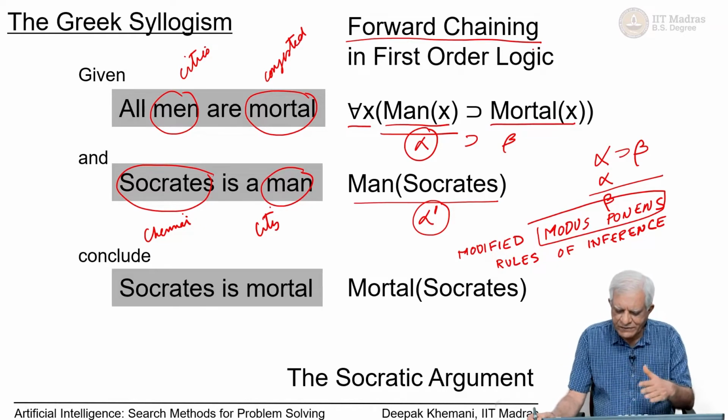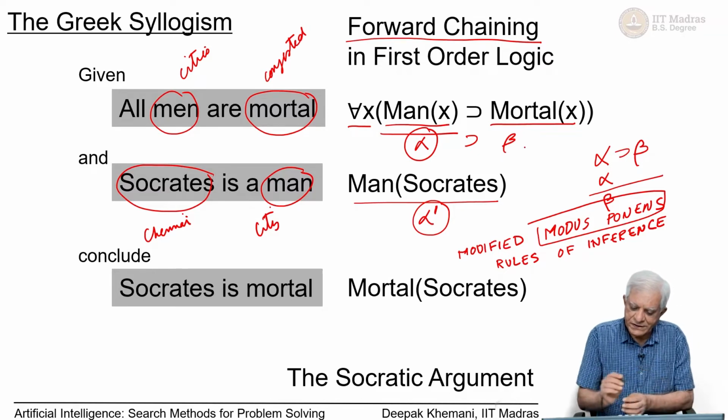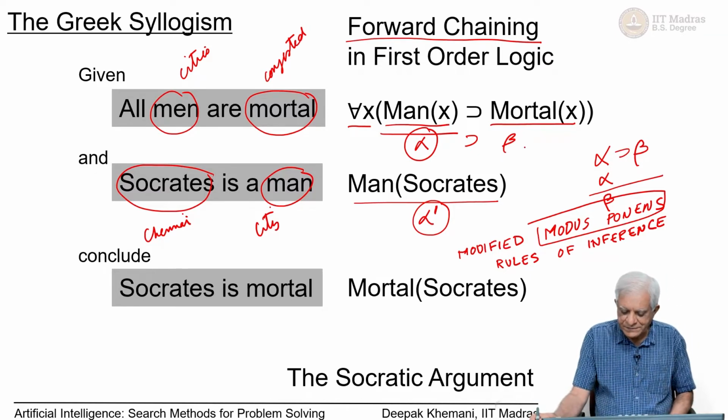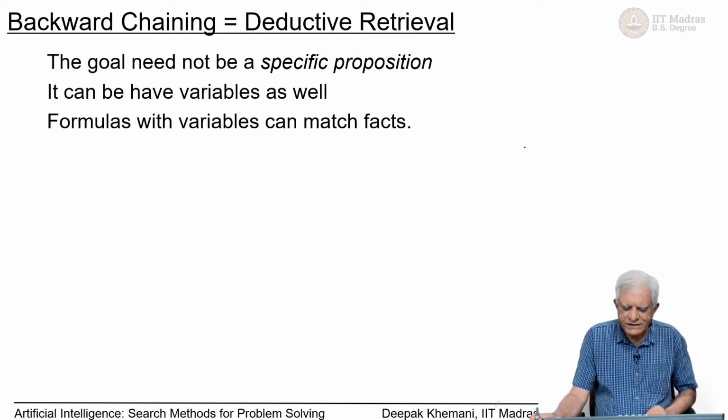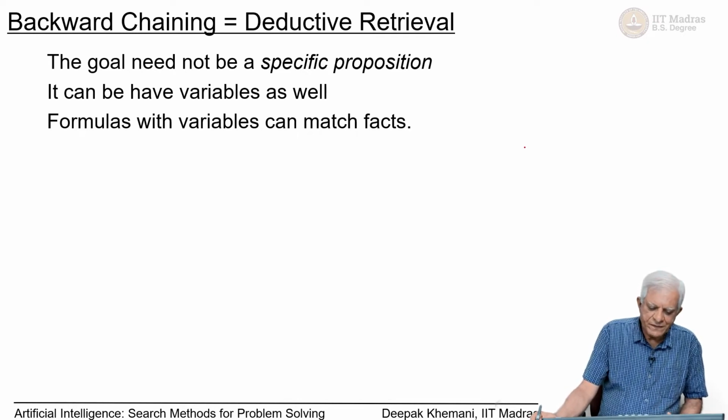And the language that I have written is called first order logic. It is also called predicate calculus, because we are talking with predicates. So, man and mortal or city or congested, these are all predicates essentially. So, this would have been forward chaining, but as I said, we are interested in backward chaining, which is also sometimes called deductive retrieval.